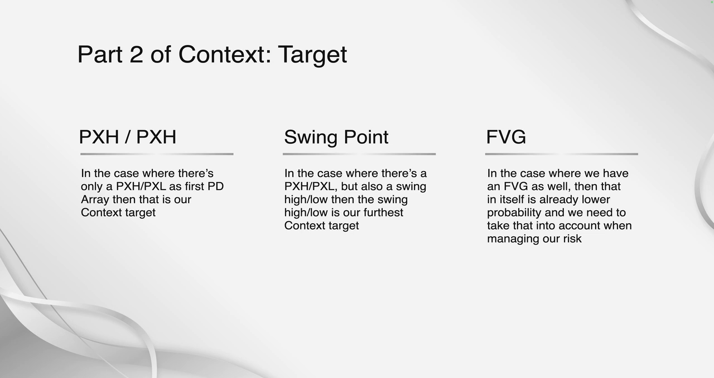Now, to quickly go over the targets here again, we mentioned the previous candle high, previous candle low. Now we mentioned also the swing point, right? Now I want to go over the last scenario as well, the fair value gap. So in the case where we have an FVG going against us, that in itself is already lower probability. We need to take that into account when managing our risk. So what does that last scenario look like?